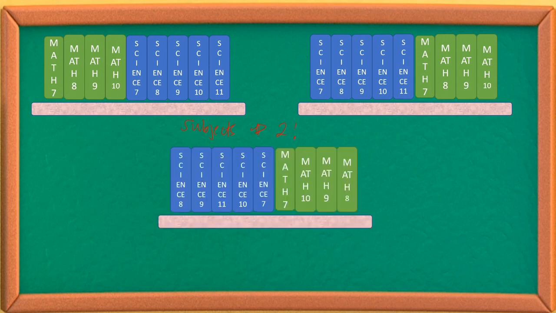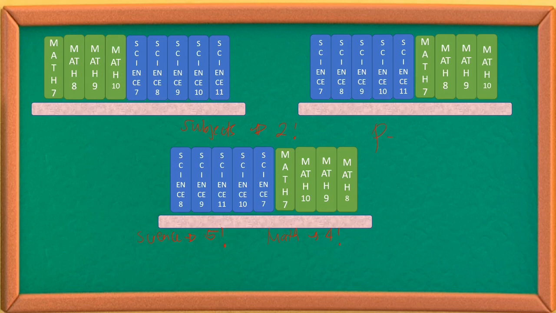Another arrangement is that itong science books, science 7, 8, 9, 10, 11, pwede nating i-rearrange. Say for example, andito si science 8, followed by science 9, 11, 10, and 7. Or, pwede mo pa siyang i-rearrange in different ways. So, since there are 5 science books, you can arrange these science books 5 factorial. The same with math books, you can arrange this 4 factorial ways.